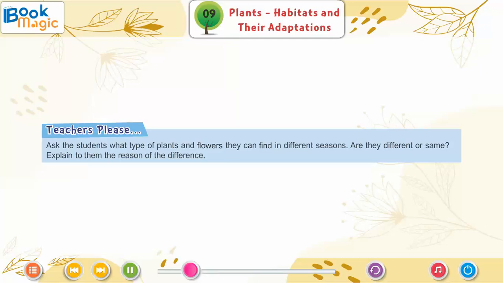Teachers, please ask the students what type of plants and flowers they can find in different seasons. Are they different or the same? Explain to them the reason for the difference.